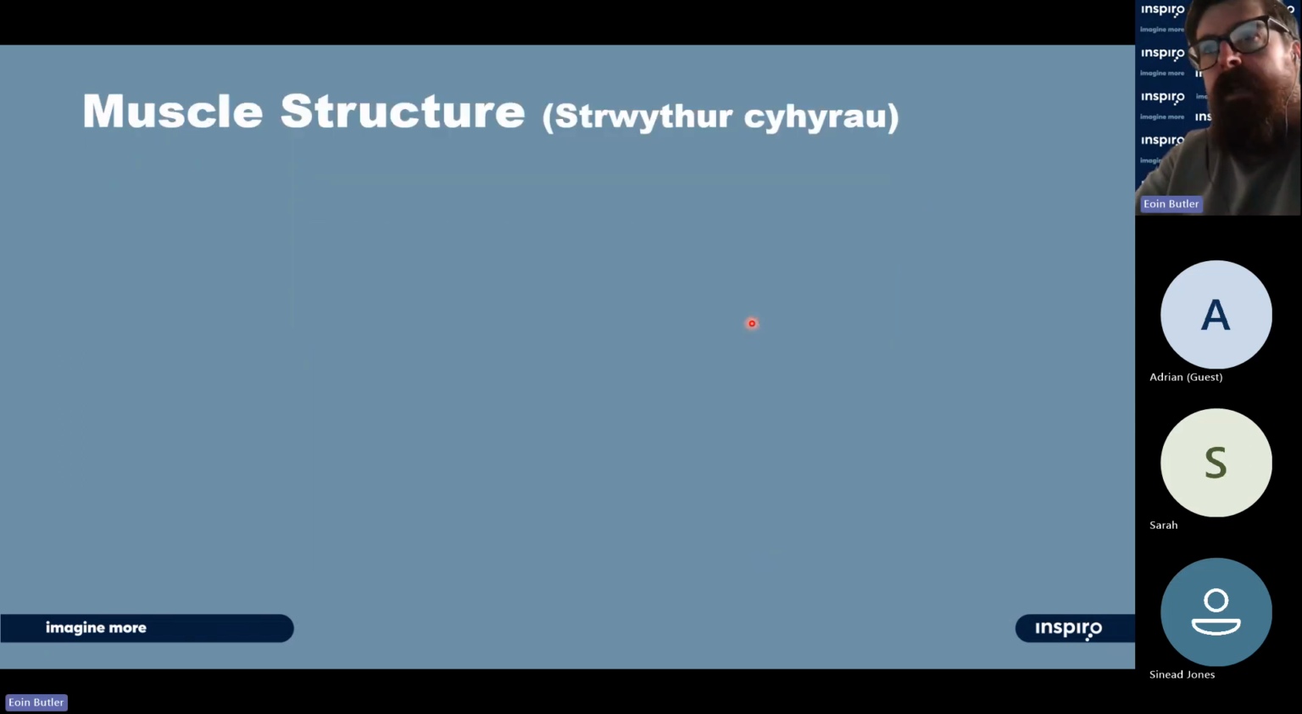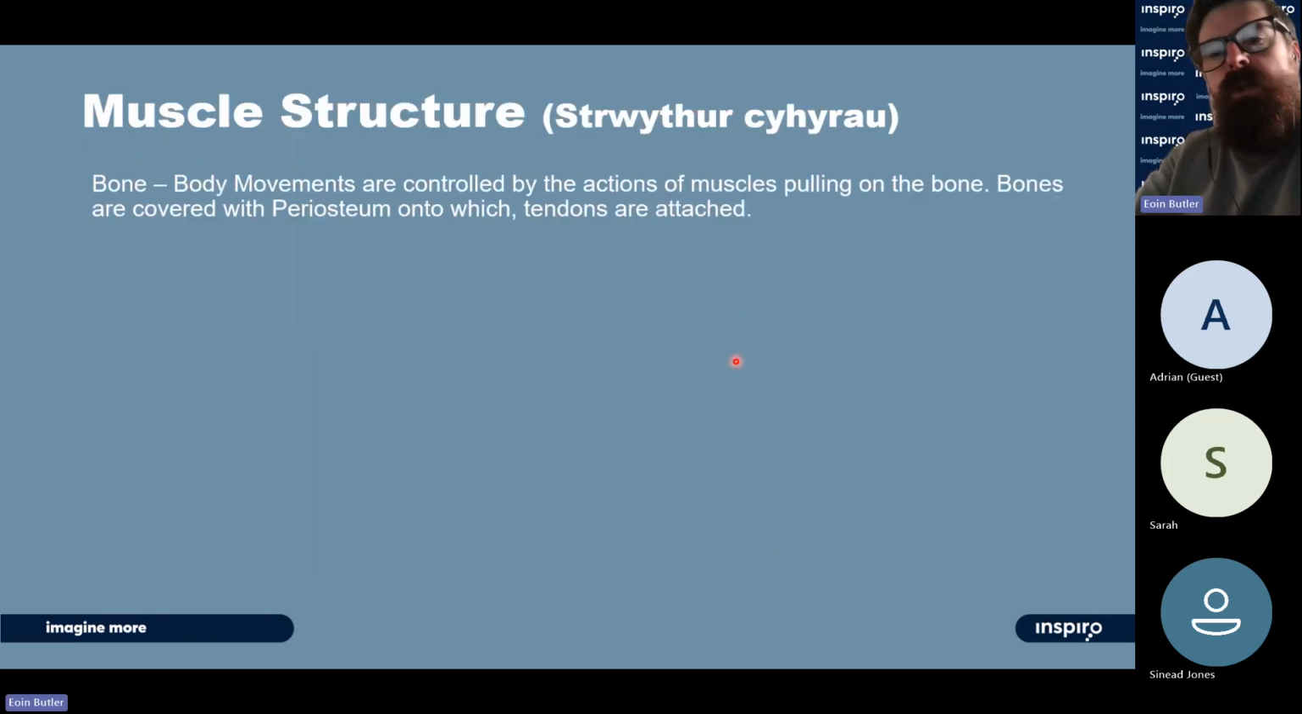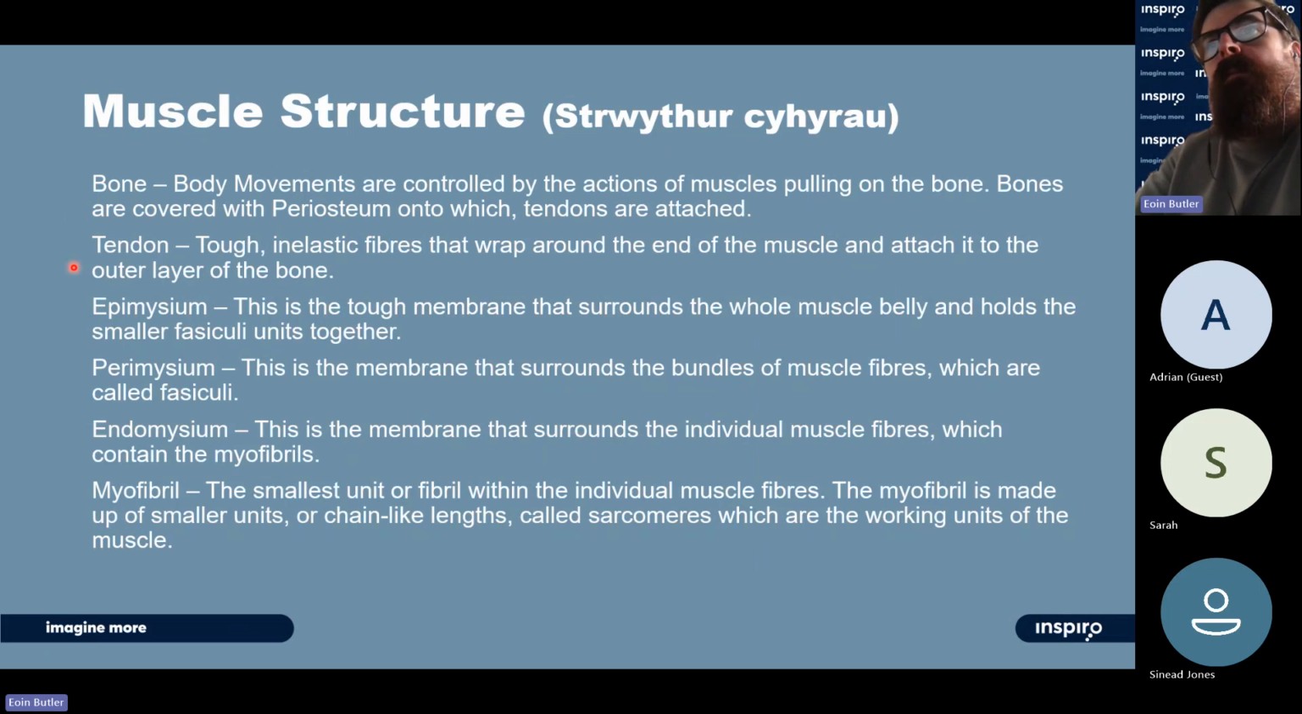What I've got on the next slide is a description of each of those elements. Body movements are controlled by the actions of muscles pulling on the bone. Bones are covered with periosteum, onto which tendons are attached. The tendon itself is a tough, inelastic fiber that wraps around the end of the muscle and attaches it to the outer layer of the bone, the periosteum. The epimysium is the tough membrane that surrounds the whole muscle belly and holds the smaller fasciculi units together, fasciculi meaning bundles of muscle fibers.